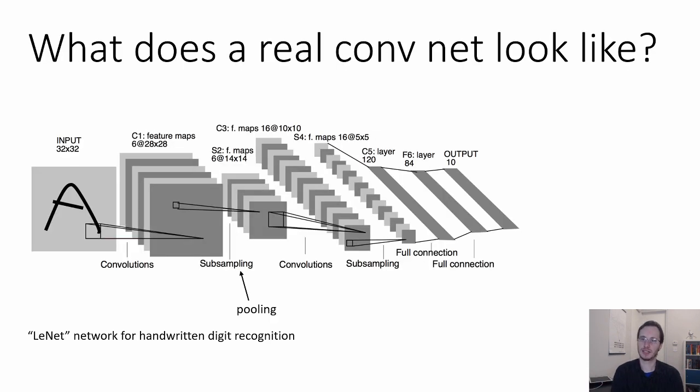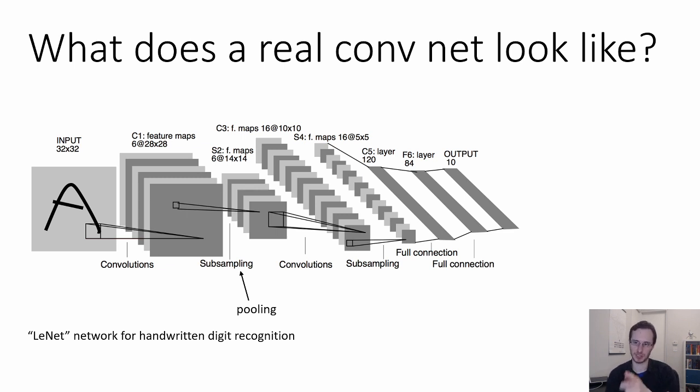So let's look at an example of an actual convolutional neural network. This is the LeNet network that was used for handwritten digit recognition. It takes 32x32 handwritten characters as input. Then it has the first convolutional layer, and that convolutional layer has 6 channels, 6 features. So it has 6 features, and the size of the map is 28x28. Why is it smaller than 32x32? Well, it actually has to do with those edges, and we'll talk about that a little bit later.